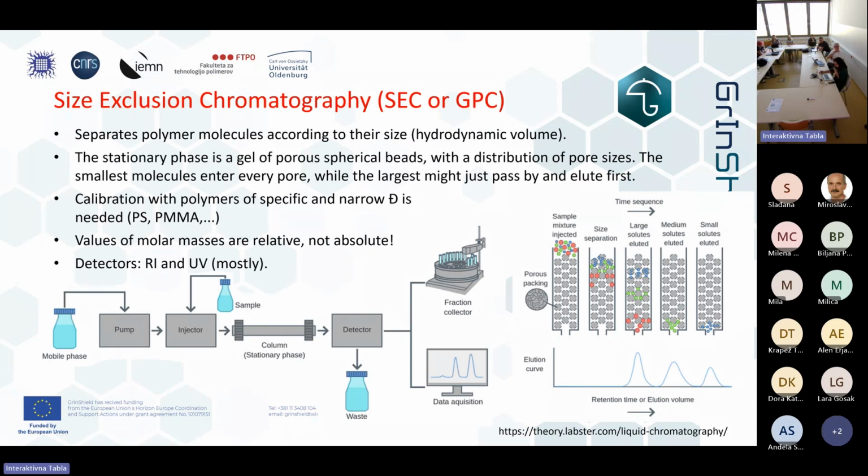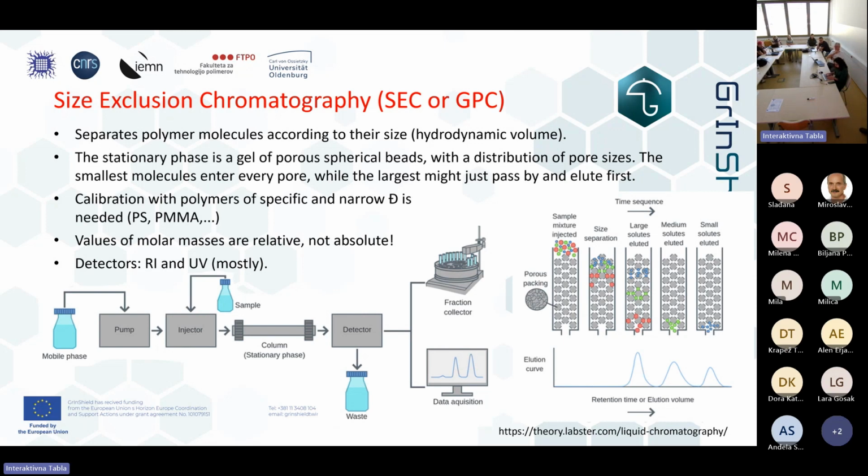Now if I go to size exclusion chromatography, here we separate polymers according to their size, or better said, hydrodynamic volume. Usually we have a stationary phase, which is a porous gel, like shown here on the right side, and we inject.